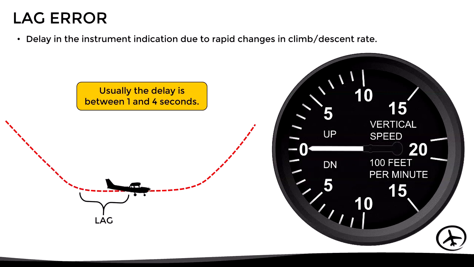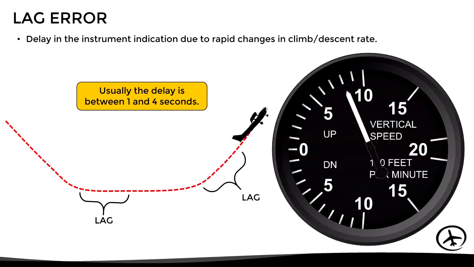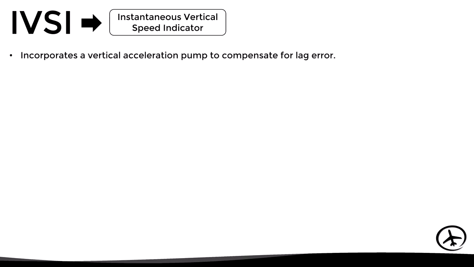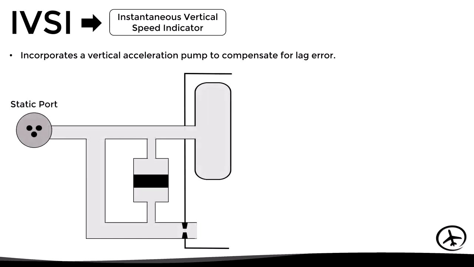This can also happen when the aircraft is in level flight and it suddenly starts a climb. Again, it will take a few seconds for the VSI to indicate the corresponding rate of climb. Now, this type of error can be counteracted using an IVSI. This stands for Instantaneous Vertical Speed Indicator. Basically, it is a regular VSI that incorporates a vertical acceleration pump to compensate for lag error.